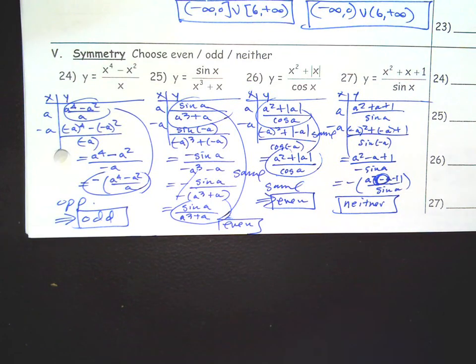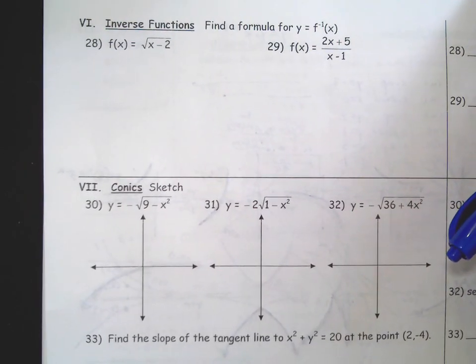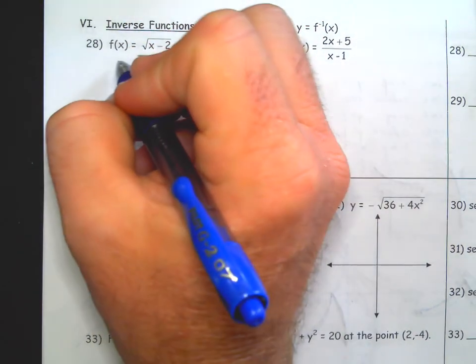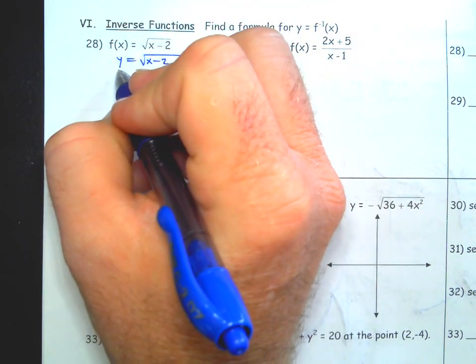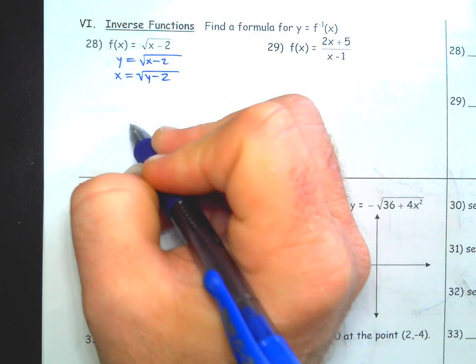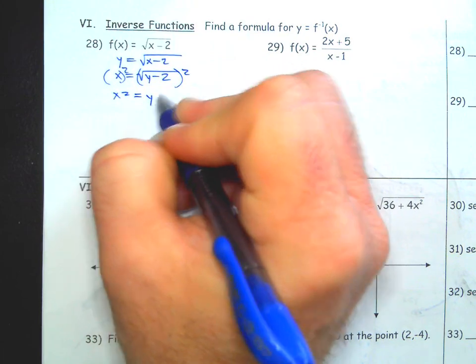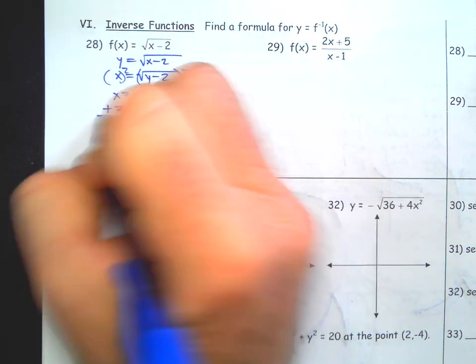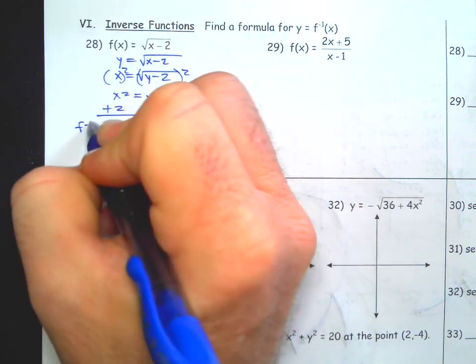Okay, now, yeah. Last page, got a couple inverses here. So you have to be able to find the inverse function. What I would do is change it to y if it's not, because that's easier than dragging f's around. Then I'd swap the x and the y with each other, and then solve for the new y. So squared, add 2. y equals x squared plus 2. So this is the inverse function.